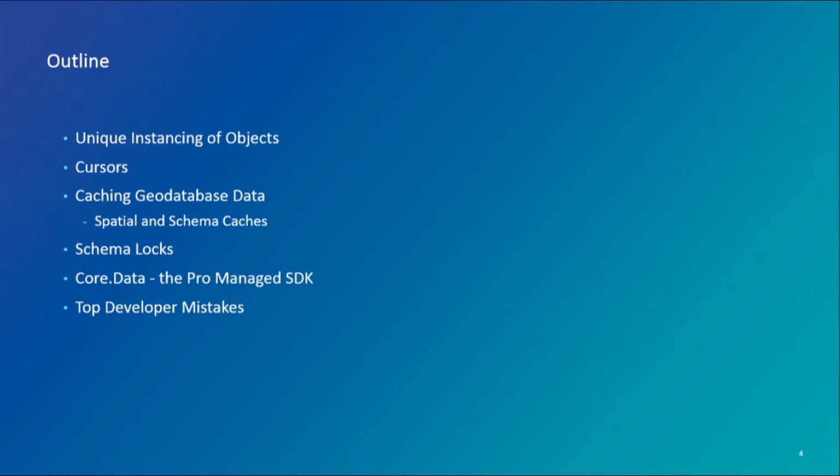So what are we going to talk about today? Well, the first topic we would like to talk about is unique instancing of objects. Then we're going to move into a little detailed discussion about cursors in the geodatabase. We're going to talk about different types of caching with a geodatabase. These are both spatial and schema caches and how those can optimize certain workflows. We're going to talk about schema locks and how it's your responsibility as developers to manage those. Then Rich is going to give us an overview of the core data API. This is the managed SDK for Pro. And then we're going to come back to me and talk about some of the top developer mistakes.